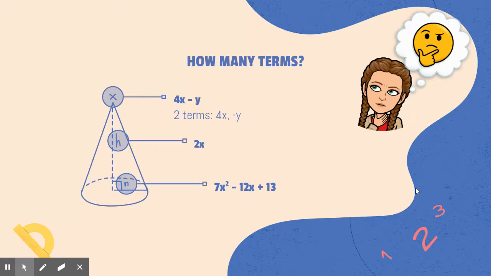So in the second expression, 2x, well, there's only one thing there, so it's one term, and that term is 2x. Again, because it's only one term, there's no constant. Your variable is x, and your coefficient is 2.